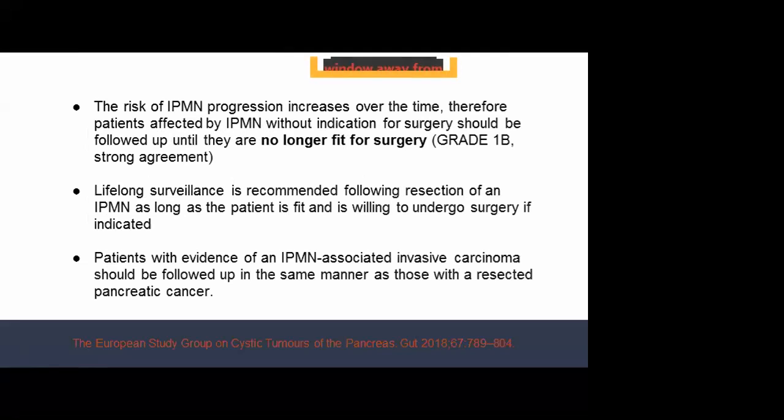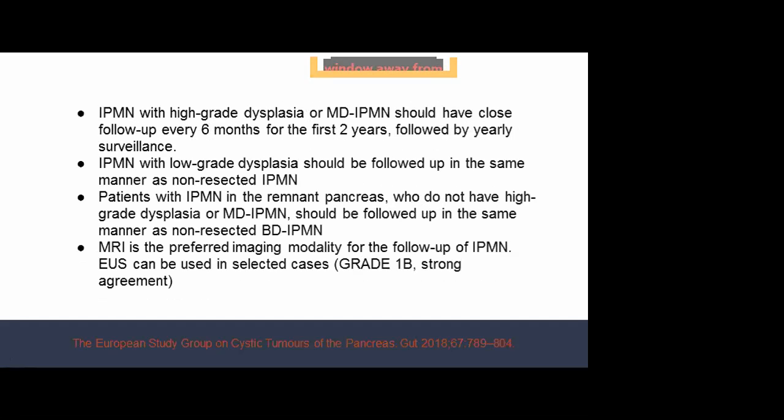And regarding the surveillance, they say that the surveillance should be followed until the patient is no longer fit for surgery, and lifelong surveillance is recommended following the resection if the patient is fit. For patients with IPMN associated with invasive carcinoma, the follow-up is similar to that of an adenocarcinoma. Coming to IPMN with high-grade dysplasia or moderately differentiated IPMN, main duct IPMN should have close follow-up every 6 months, as already mentioned, for the first 2 years, then followed by yearly surveillance. And in case of low-grade dysplasia, follow-up can be similar to that of non-resected branch duct IPMN.